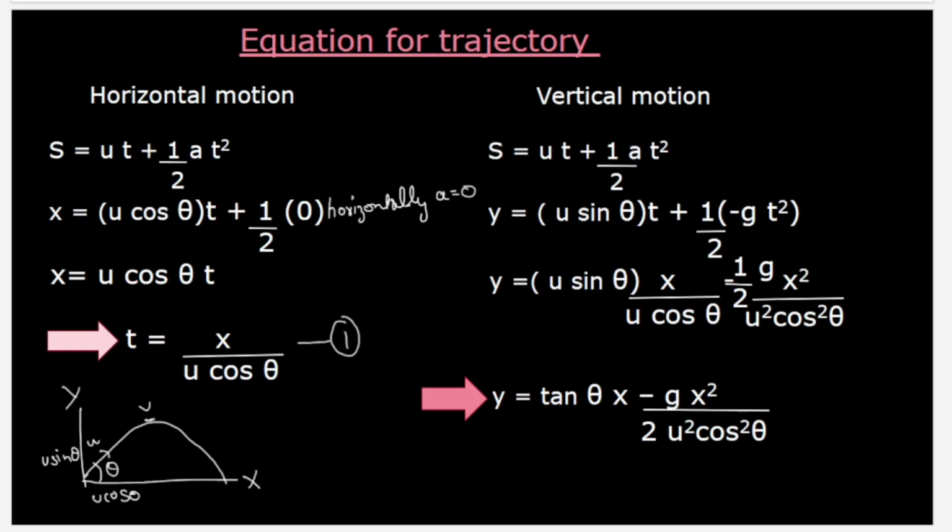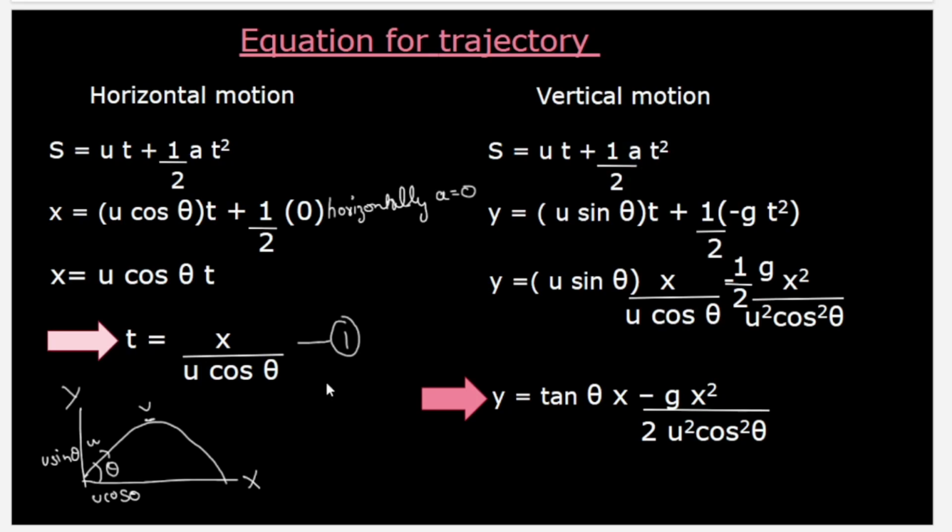For the second part, we will be considering vertical motion with the same equation of motion. Now only focus on vertical stuff and forget about the horizontal stuff. S is equal to y because y-axis, u is u sin theta into t plus half. Acceleration here will be minus g because projection is going upwards, whereas gravity is downwards, into t square.